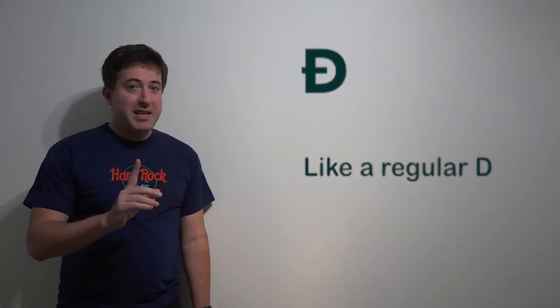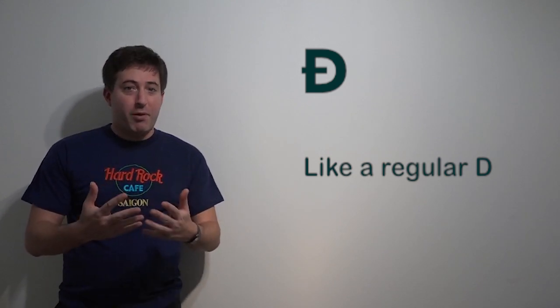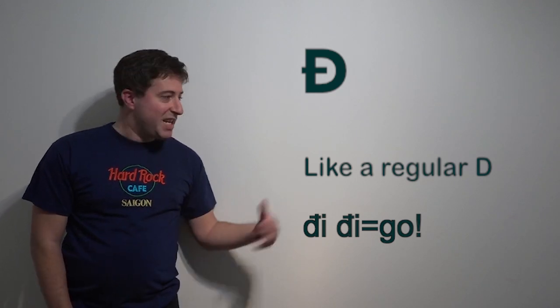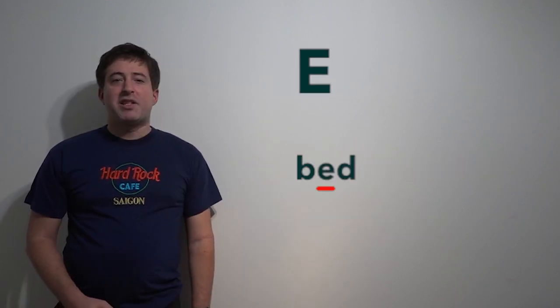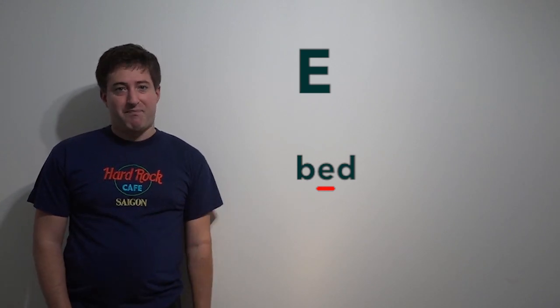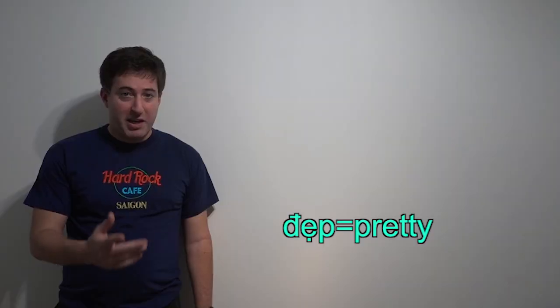Next letter is D with a bar. This one is pronounced like a D in English. And an example with it would be the verb đi, which means to go. The next letter is e, pronounced like e in bed. An example with it would be the word đẹp, which means beautiful, pretty.